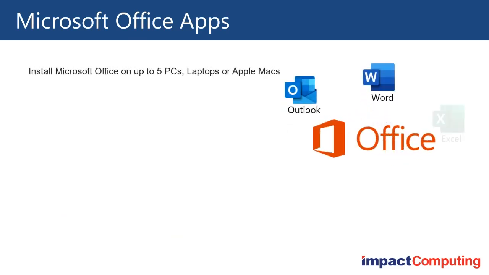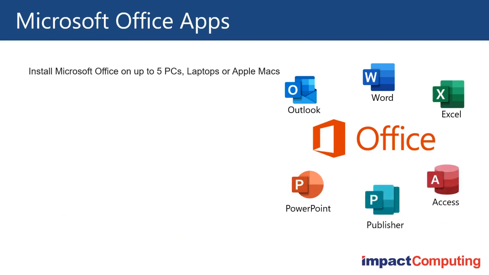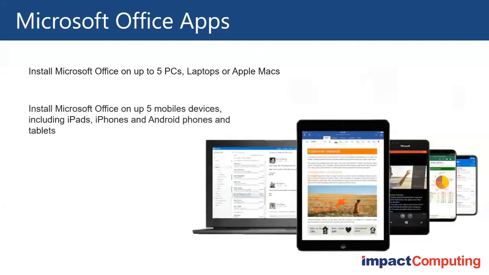With the Office apps from Microsoft 365, one of the main benefits is that each user can install the Office software on up to 5 PCs, laptops, or Apple Macs. This means they can also use it on their home PCs as well as their PC in the office. Users are also licensed to install Office apps on their smartphones and tablets. And again, each person can install it on up to 5 mobiles and 5 tablets.